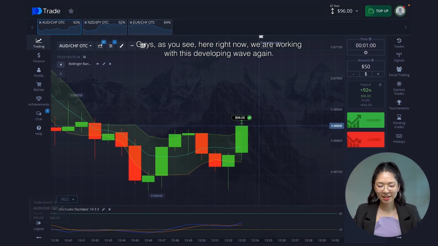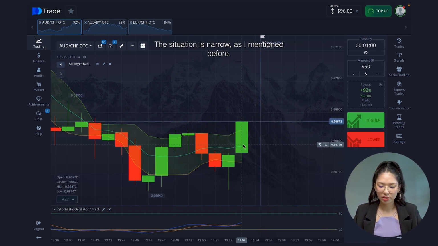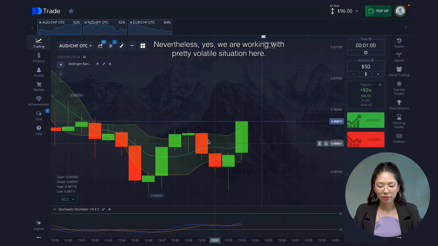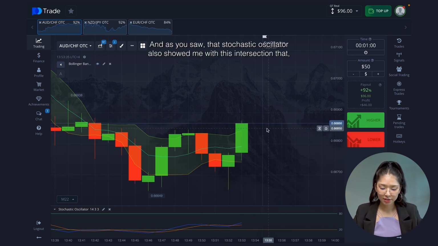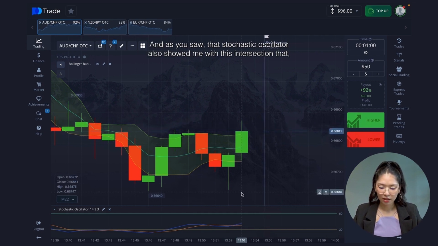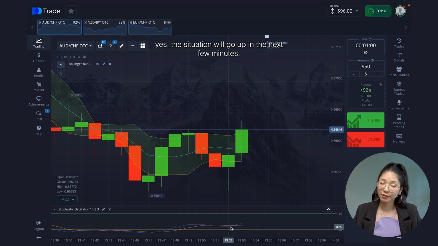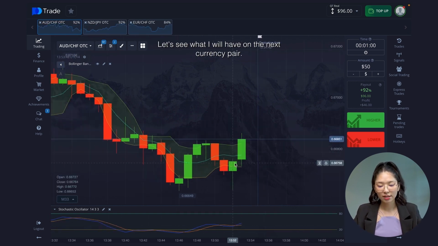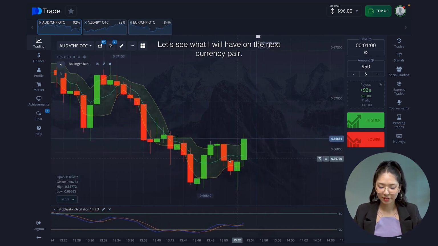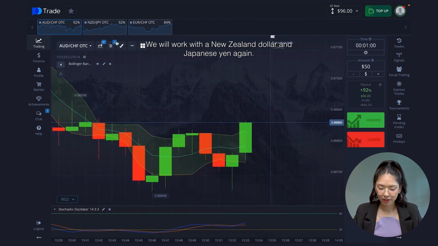So guys, as you see here right now, we're working with this developing wave again. The situation is narrow, and as I mentioned before, nevertheless, we're working with a pretty volatile situation here, and as you saw, the stochastic oscillator also showed me with this intersection that the situation will go up in the next few minutes. Okay, let's see what I will have on the next currency pair. And we will work with the New Zealand dollar and Japanese yen again.